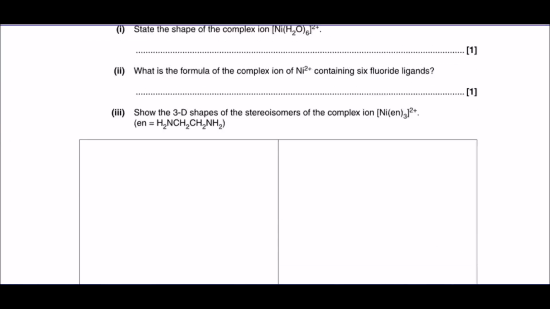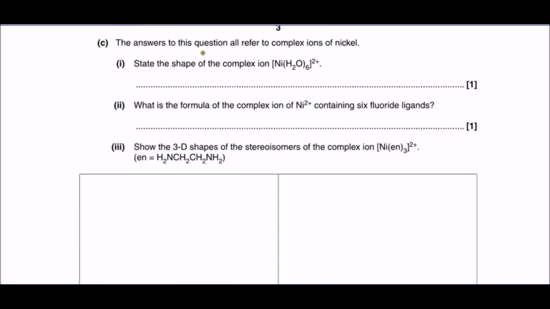Carry on to the final part of this question. So we're talking about nickel. State the shape of the complex ion in this. We've got 6 water ligands, therefore it's octahedral. Formula of the complex ion of nickel 2+ containing 6 fluoride ligands. So we've got NiF6, put our square brackets around it. Nickel's 2+, we've got 6 F-, so the overall charge will be 4-.